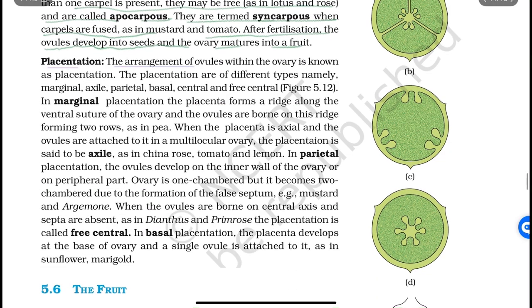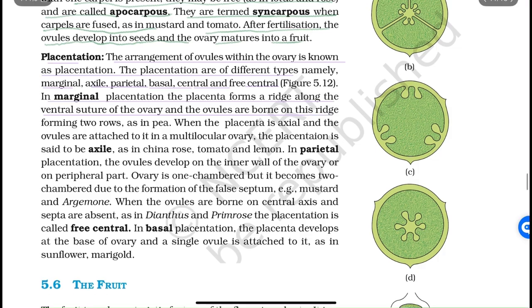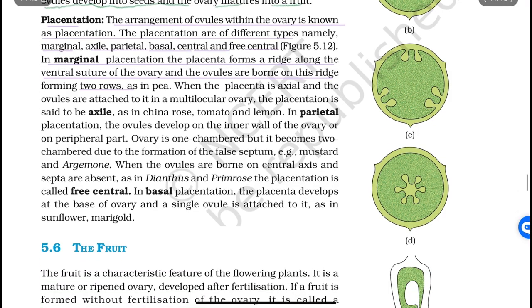Placentation. The arrangement of ovules within the ovary is known as placentation. The placentation is of different types, namely marginal, axial, parietal, basal, and free central. In marginal placentation, the placenta forms a ridge along the ventral suture of the ovary, and the ovules are borne on this ridge, forming two rows, as in pea.